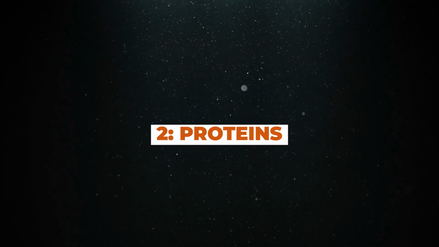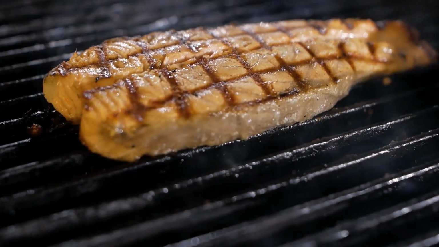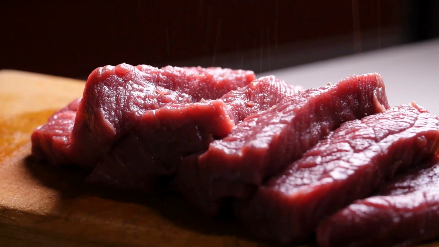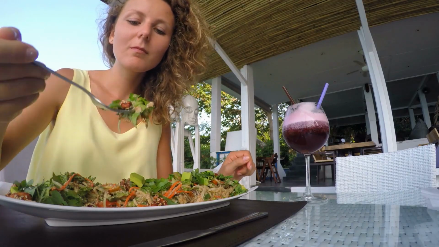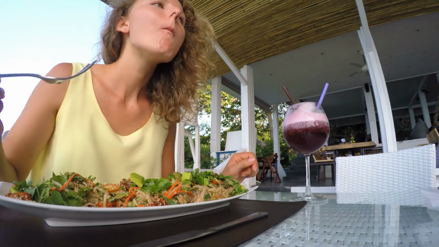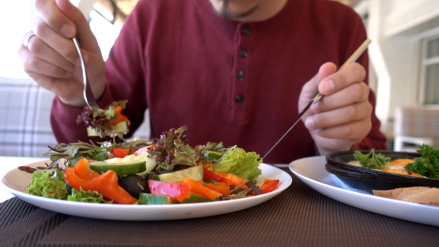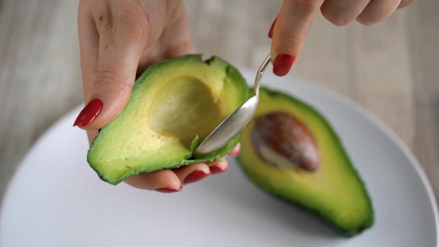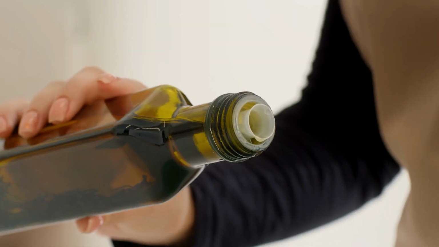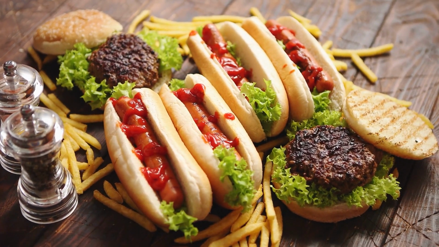2. Proteins, essential for building and repairing tissues, including muscles. Protein-rich foods like lean meats, beans, and legumes can help you feel full and satisfied, reducing overall calorie intake. 3. Fats, necessary for hormone production and nutrient absorption. Focus on healthy fats like avocados, nuts, seeds, and olive oil. Avoid trans fats and limit saturated fats.